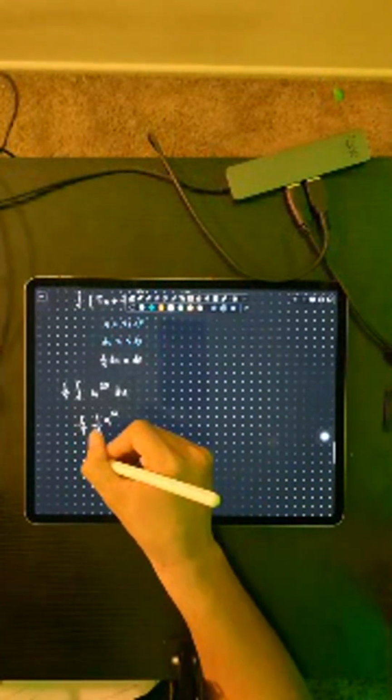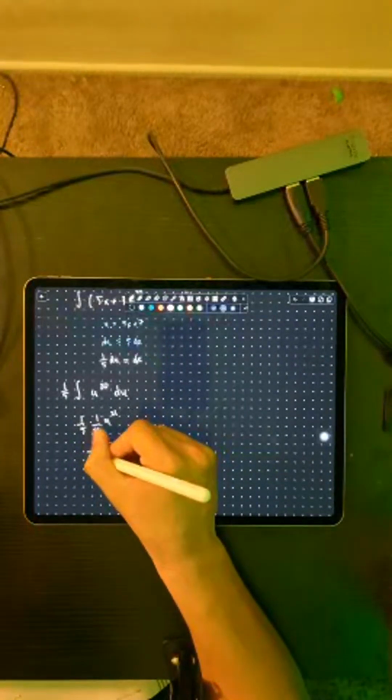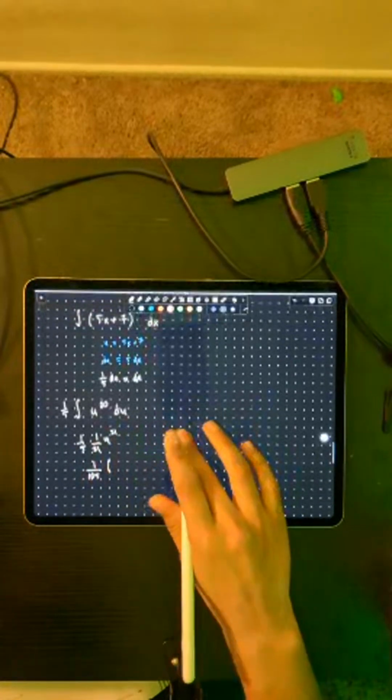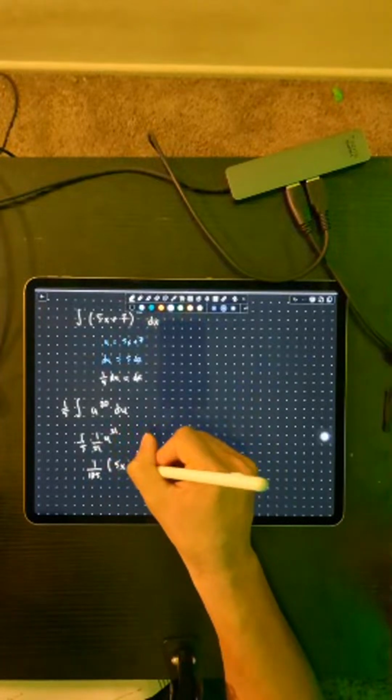And so 1 over 5 times 21 is 1 over 105. I'm going to replace that u term with what we had earlier, which is 5x + 7, to the 21.